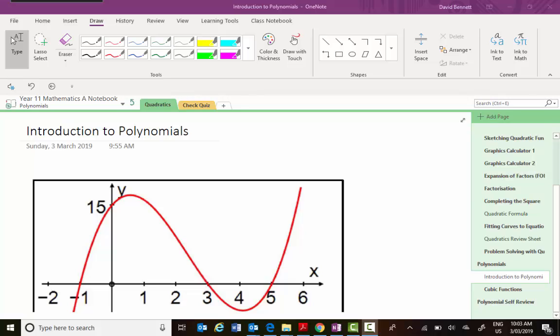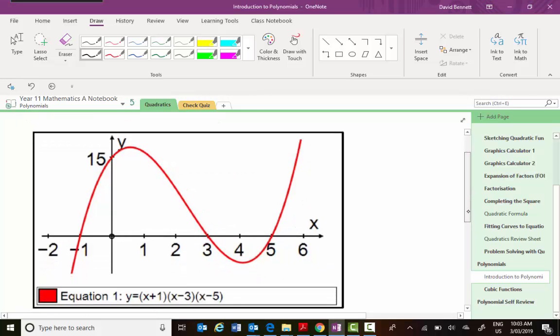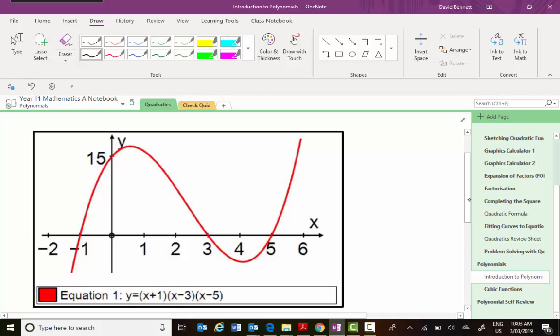Now I'm going to do an introduction to polynomials video today. The one I've got here in front of you is in fact a cubic polynomial. The thing I want you to notice with this one is that it's really just an extension of the quadratics that we've been doing in class.